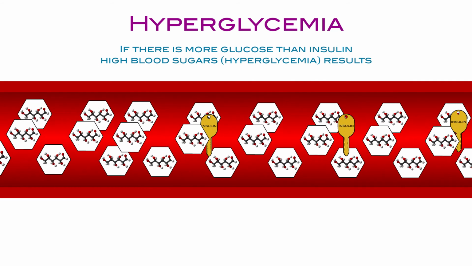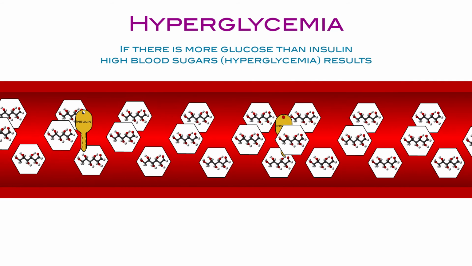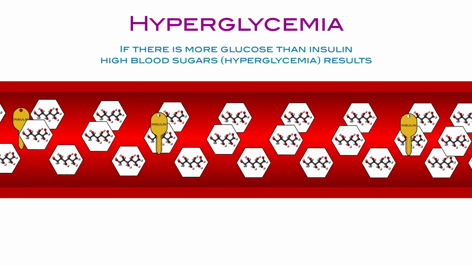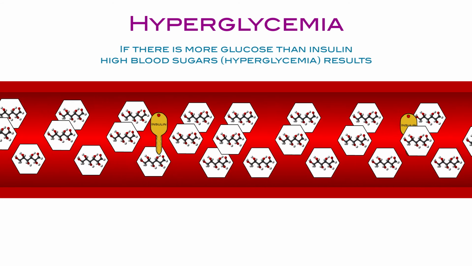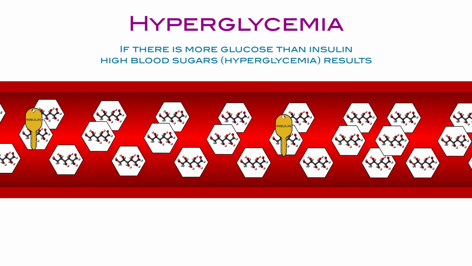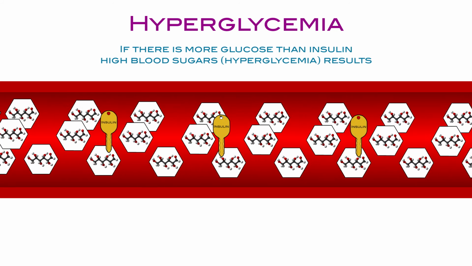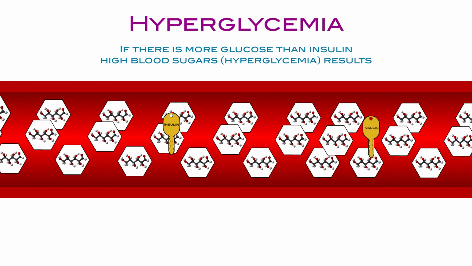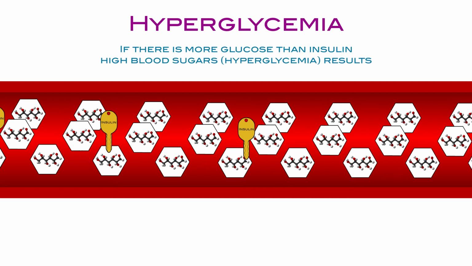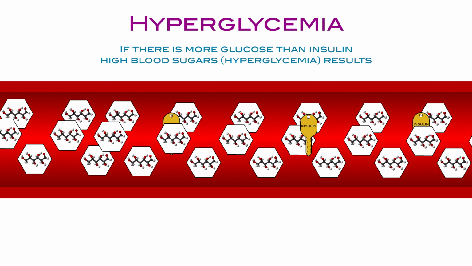Now let's look at the opposite of low blood sugar. Hyperglycemia is a short-term complication that means high blood sugar. Hyperglycemia means that there is too much glucose for the amount of insulin in the blood. Looking at the diagram, you can see there is a significant number of glucose in the bloodstream in comparison to the amount of insulin in the bloodstream.